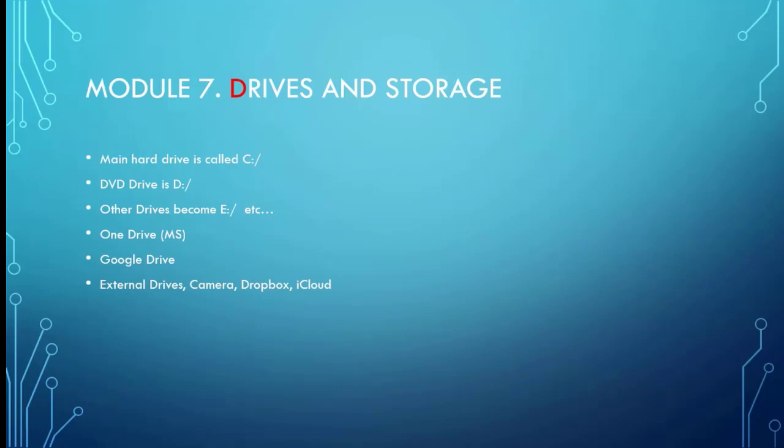A camera provides a drive. It's seen on Explorer as a drive, and then you can download the photos from your camera using that. There is a product called Dropbox, which is external to the ones we've talked about, and iCloud is part of the Apple service. So if you subscribe to iTunes and Apple, then you will be able to access the iCloud.